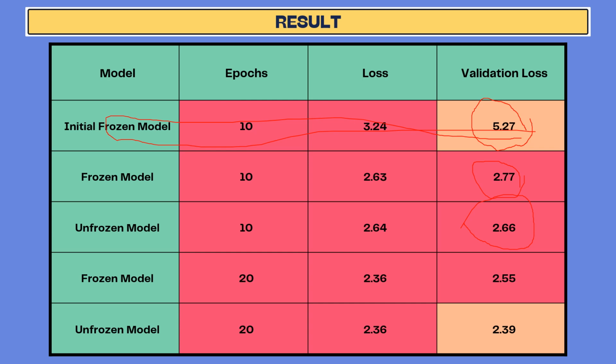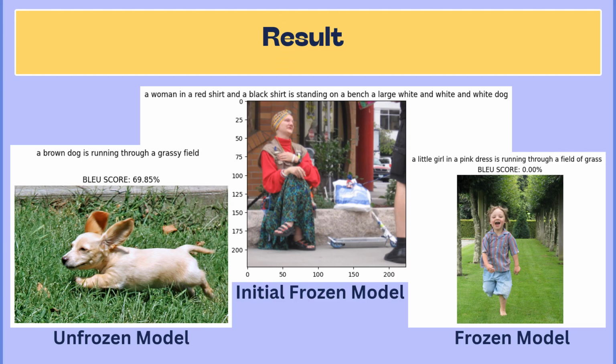And then we can see in the 20 epochs, the loss for the frozen model is equal to the loss for the unfrozen model, and the validation loss is decreasing just a little bit, so it isn't worth sacrificing the time between these two models. So this is the final result for the 3 different models that I had.